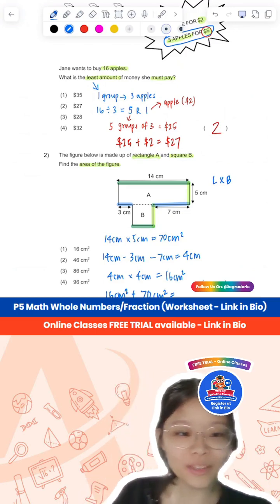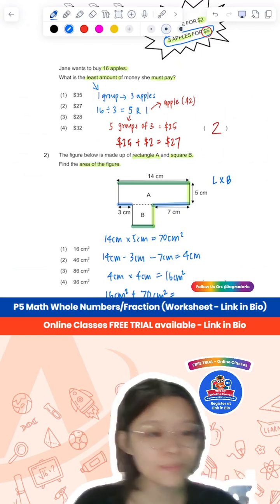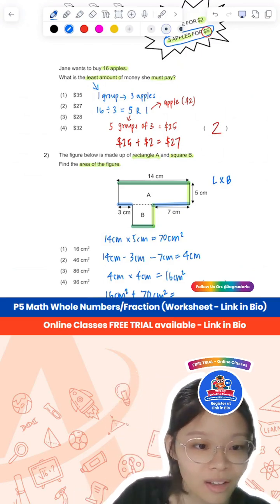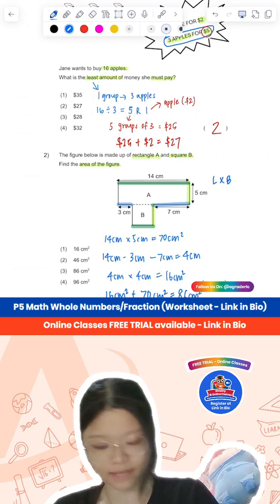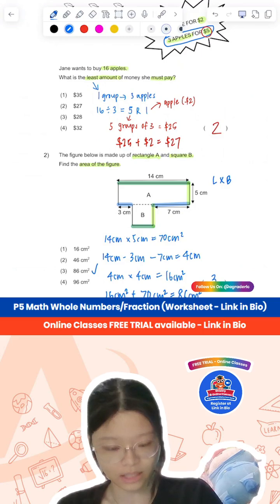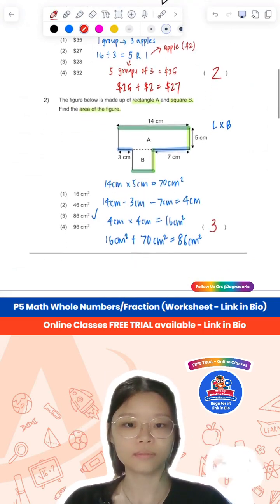Oh, a new person, Keystar Magic, hello. Pink Lee, hello. Option 3, good. All of you are telling me option 3, 86 square centimeters. Option 3. Okay, let's use red. Answer option 3. Okay, good.